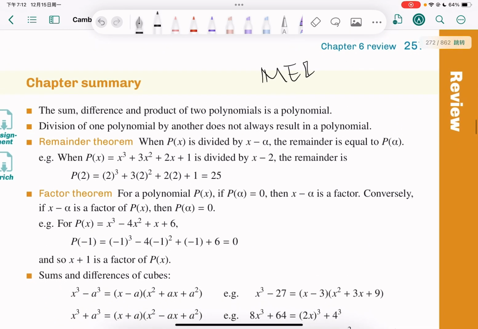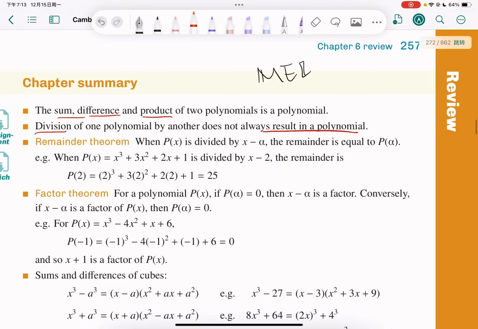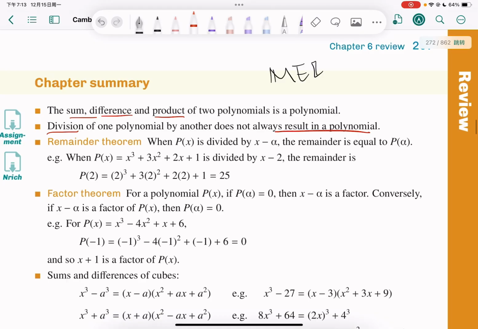The sum, difference, and product. Sum, difference, product of two polynomials is a polynomial. However, the division may not result in a polynomial. So the powers, if they're the same, they might cancel it out. So that's not a polynomial anymore.